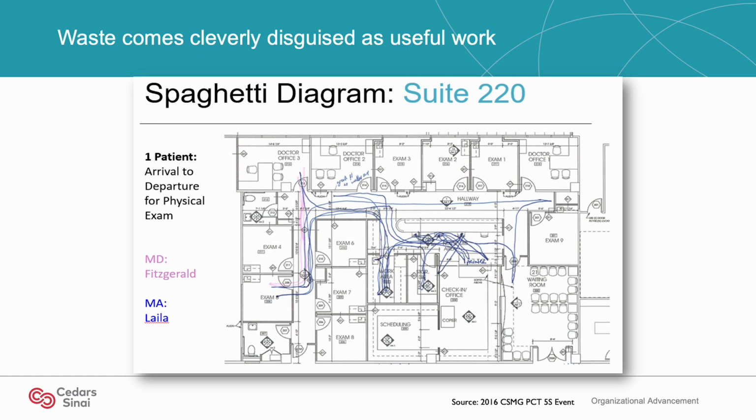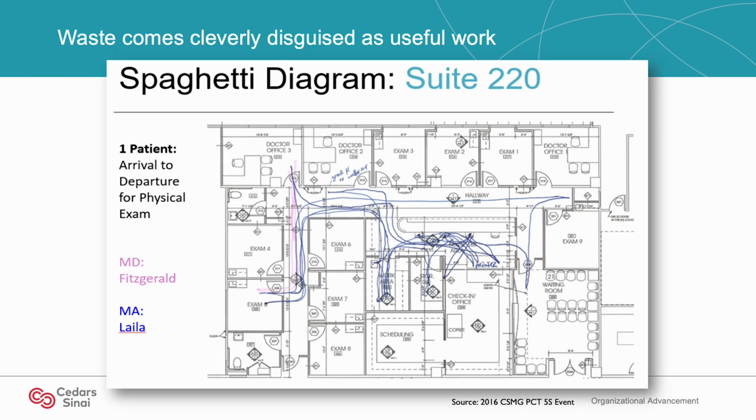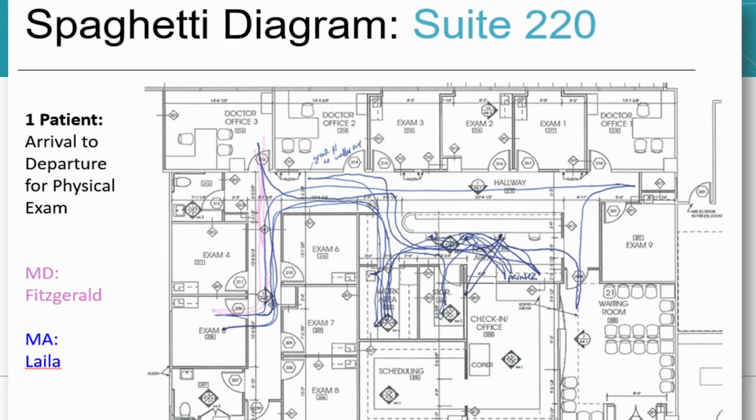For example, this spaghetti diagram shows the motion of the MA and the doctor for one patient visit. As you can see, the MA is going back and forth from one space to another, working really hard for this one patient. But is it value add? If we are able to hold a strict definition of what value add is and waste, it allows us to start to examine the work we do through a new set of eyes and see the opportunities that are in front of us. So by removing waste, it will not only help our patients, but it will also help our teams by enabling them to focus on the value added steps of their job.